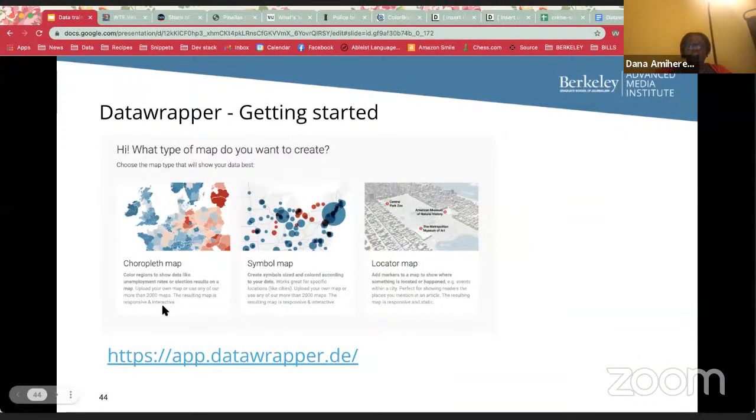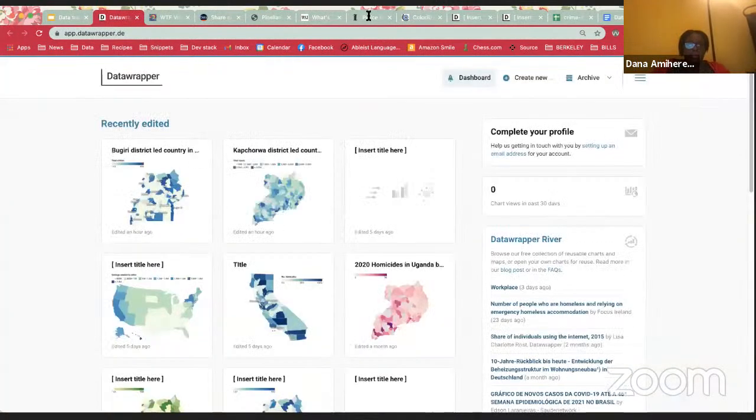Okay. So we're going to do some hands-on work together. As I understand it, everybody has made a Data Wrapper account before this session. So we're actually going to go to Data Wrapper and start making some things. If you will go to that web address and open up Data Wrapper, and then I'm going to go to the folder that you all have access to, and I'm going to open up the data. So I'm going to open up Data Wrapper and we're going to go to create new and create new map.